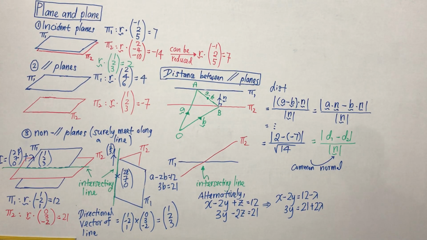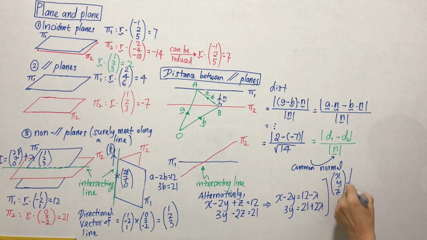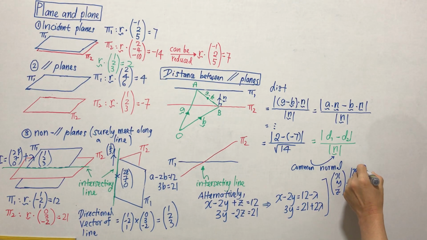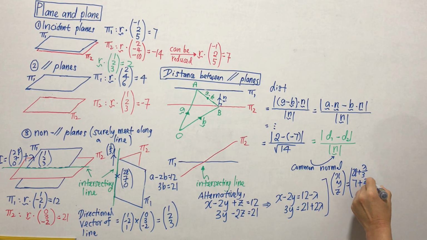You now want to solve for x and y in terms of lambda. If you solve them, you find that your x will turn out to be 28 plus lambda over 3. Your y turned out to be 7 plus 2/3 lambda, and z is just lambda.